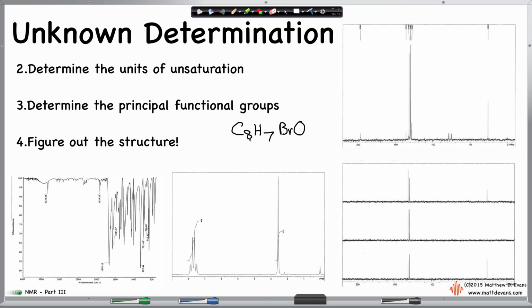So 8 times 2 is 16, plus 2 is 18. Now 18 minus effectively 8 is 10, divided by 2 is 5 units of unsaturation. Here's a little bit of intuition: with 5 units of unsaturation and relatively few carbons at 8, that smells of benzene right away. Benzene has 4 units of unsaturation, and we already know the carbonyl has 1 unit, so it makes perfect sense that there's a benzene ring and a carbonyl. A lot of units of unsaturation, very few carbons. That's the hint.